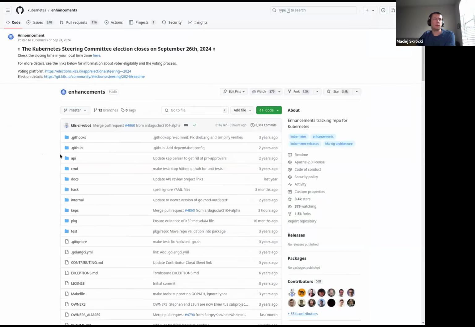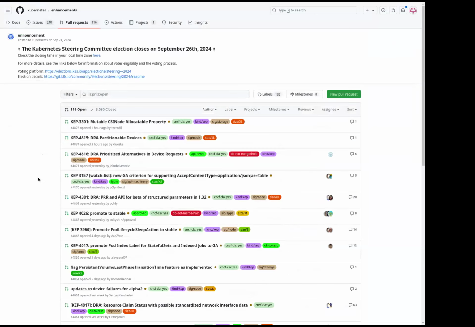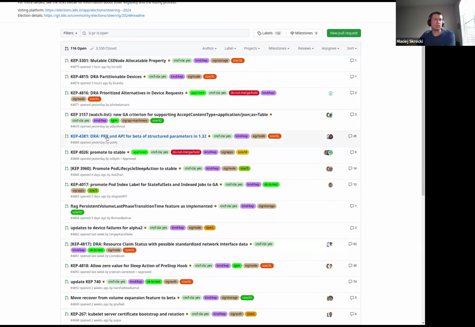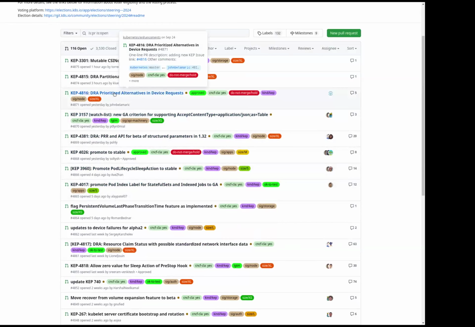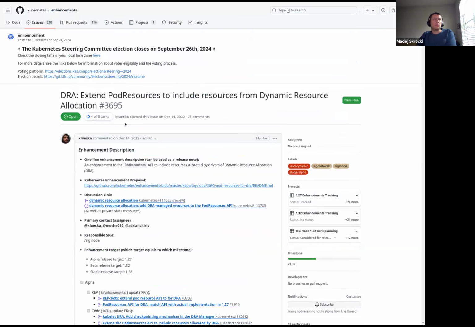In enhancements, where was that? Which one? It's PRs, right? Should we put request? I will send it in the chat. I think it's this one. Extend pod resource to include resources from dynamic resource allocation.